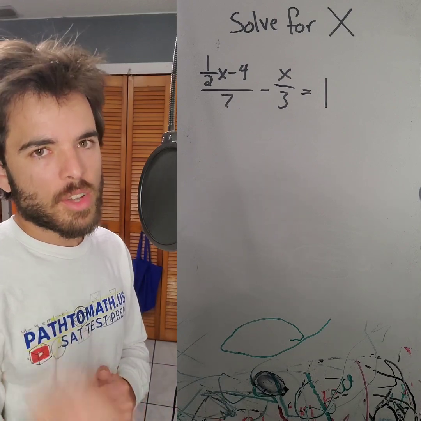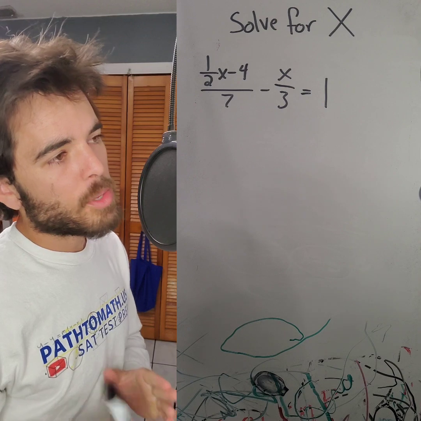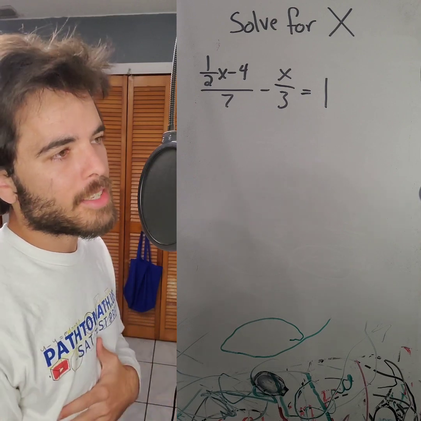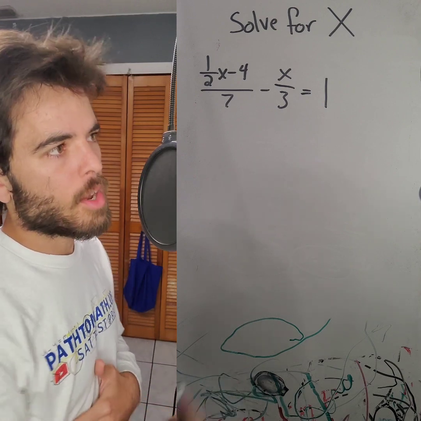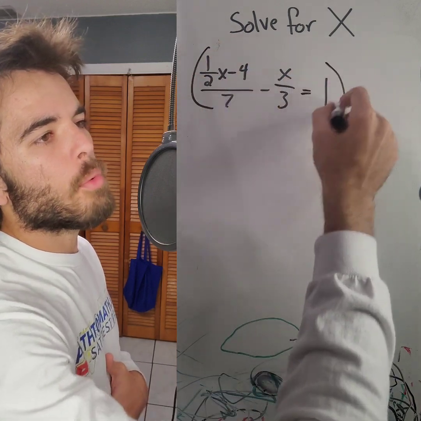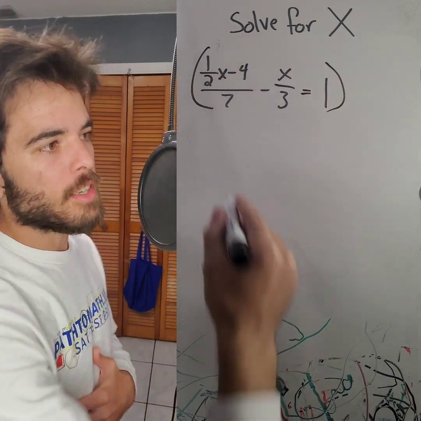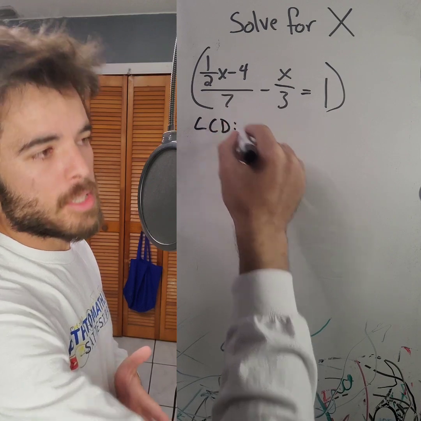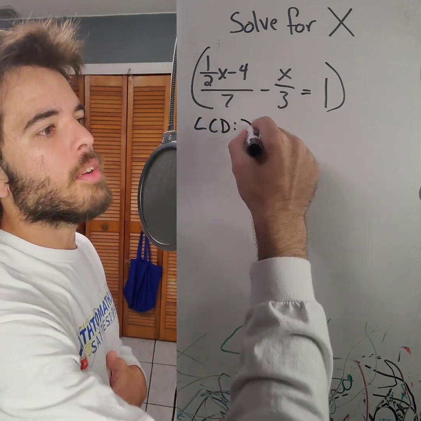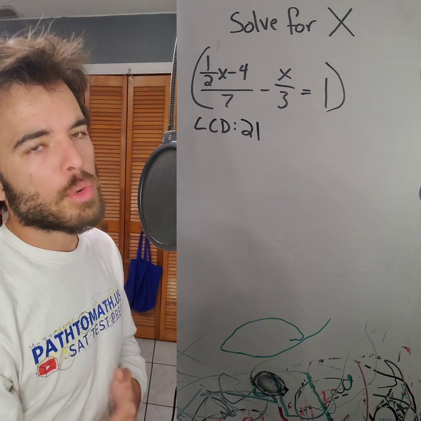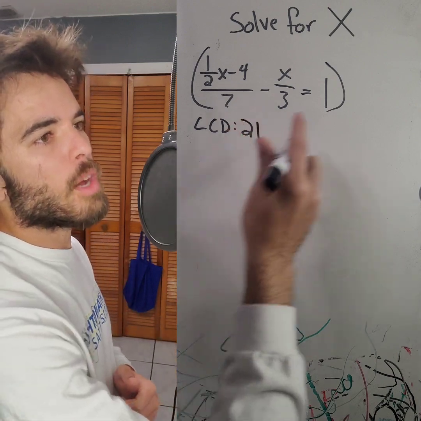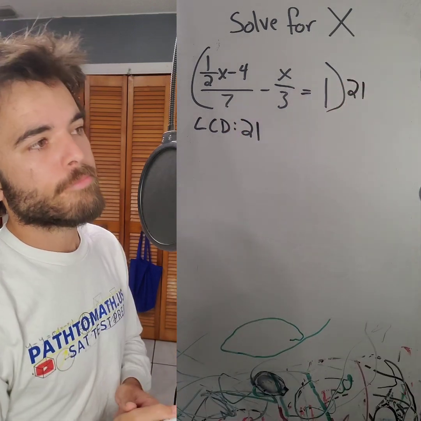Let's test your knowledge on solving for x. This one is a pretty tough one. I can't stand the fractions. Let's eliminate those fractions. We're going to use a technique that I love to use where we multiply the entire equation by the LCD. The LCD, least common denominator, is 21. 7 goes into 21 and 3 goes into 21. So we're going to multiply the entire equation by 21.